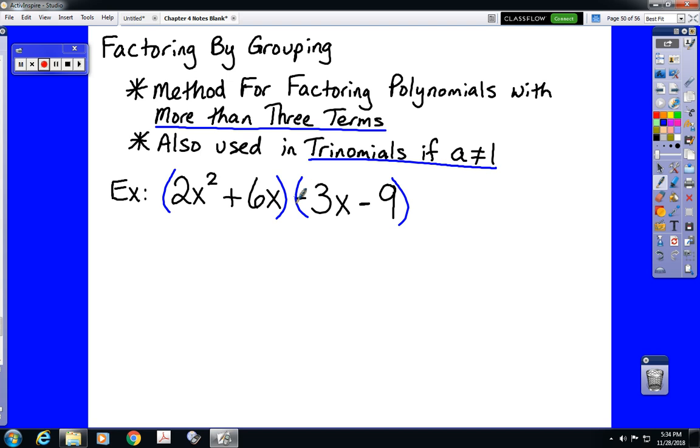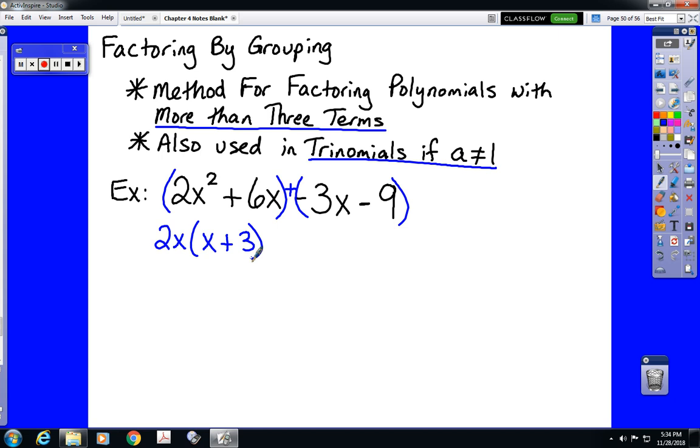Now notice that I group the negative with the 3. It is important that you always remember that if this third term is negative, the negative has to be grouped with that third term. Now we go to the first set of parentheses and ask, what is the greatest common factor of these 2 terms? These 2 terms have a greatest common factor of 2x. So we factor 2x out of that set of parentheses.